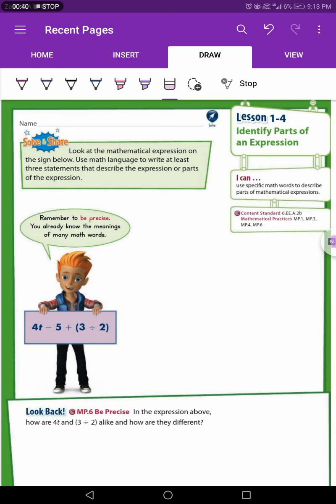We are in topic 1, lesson 4, identify parts of an expression. Guys, today we will learn some concepts that help us how to read an expression, and the relation between what we learned previously and what we will learn today. It is the opposite. For example, in this solve and share problem, we have this expression. He asked me to write it by using word phrase.